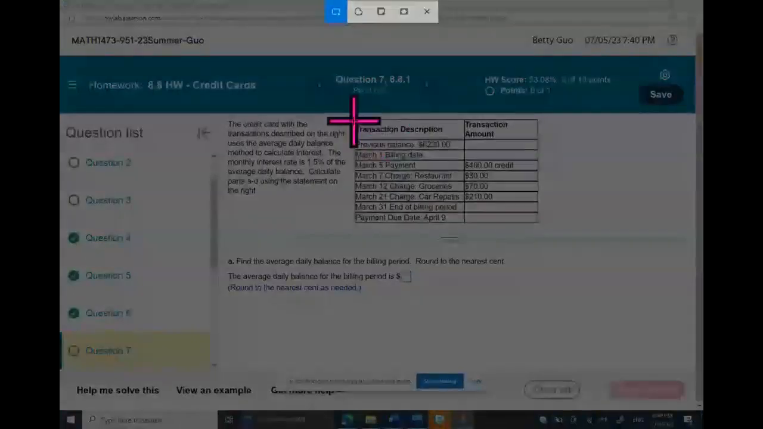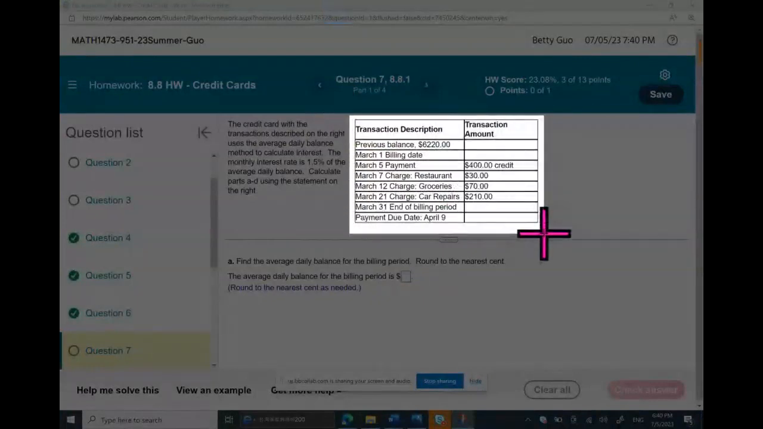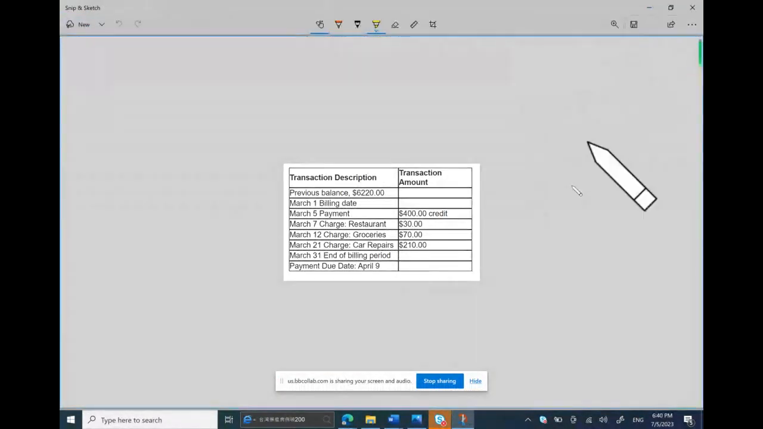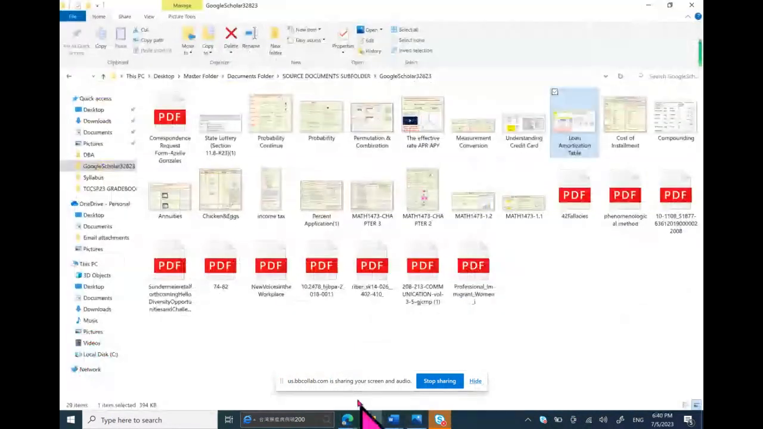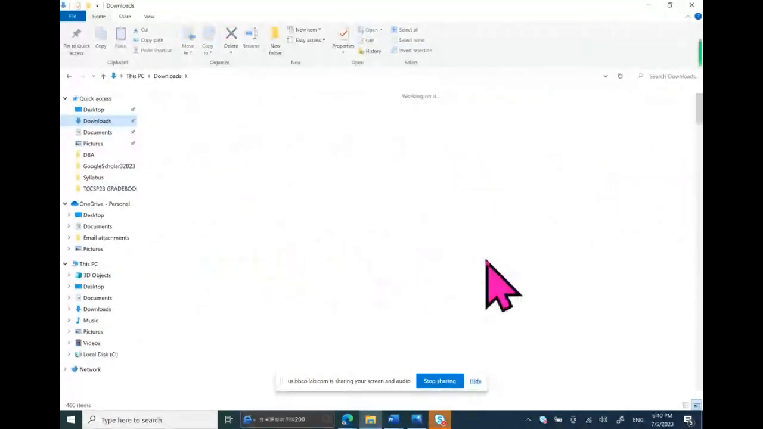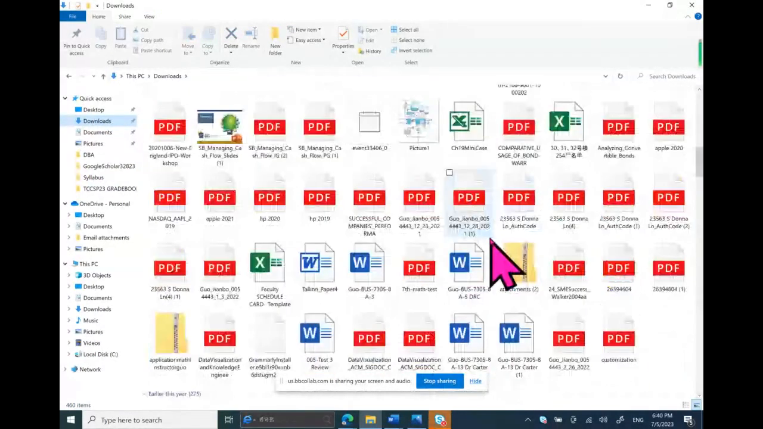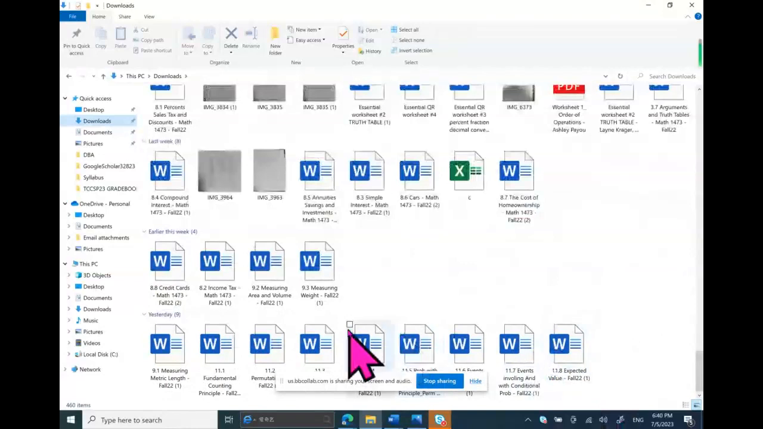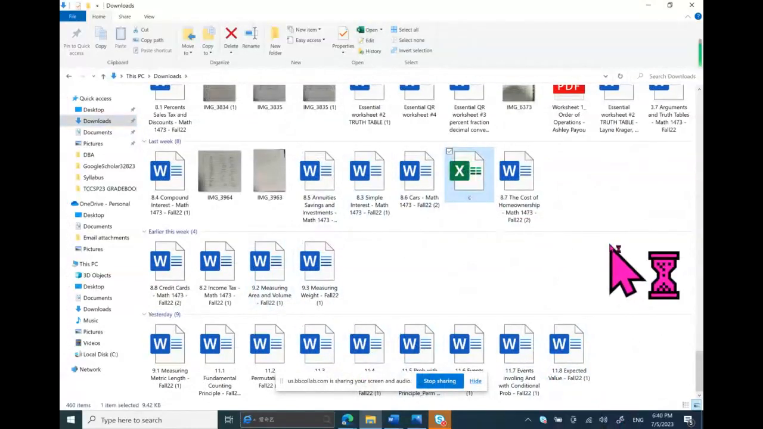If you want to try when you work on a homework, totally fine. Okay, so this is what I would do. I copy paste this to an Excel file. Let me get my Excel file. It's in Downloads. My Excel file is right here.